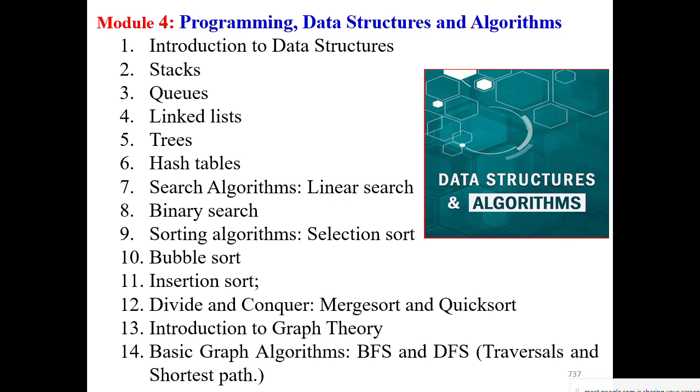Now trees. A tree is a non-linear data structure. How can you define a tree? A collection of nodes connected by links in a hierarchical structure, following the root node and followed by the children nodes. That is called a tree. Keep in mind, a node is a combination of value and address. Next, a hash table is also a linear data structure.